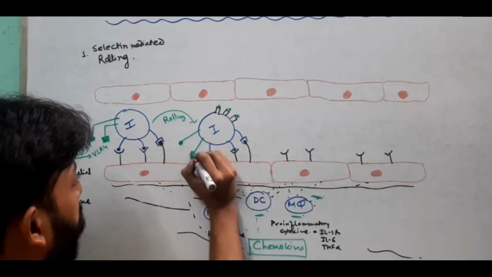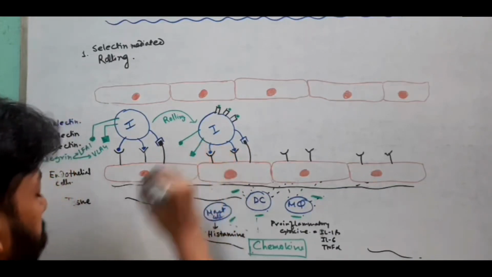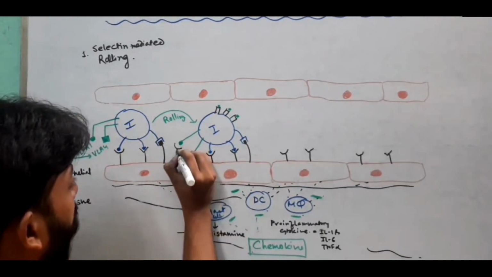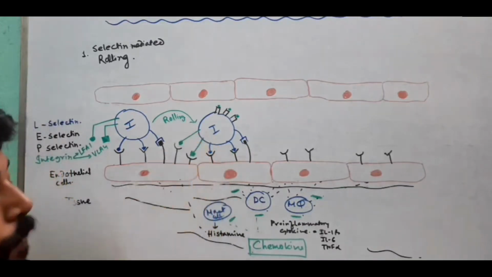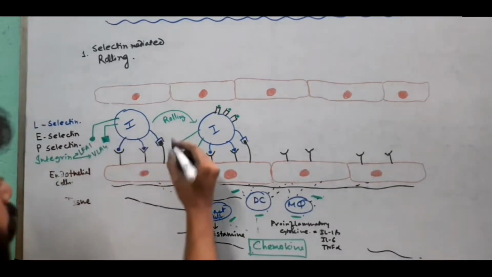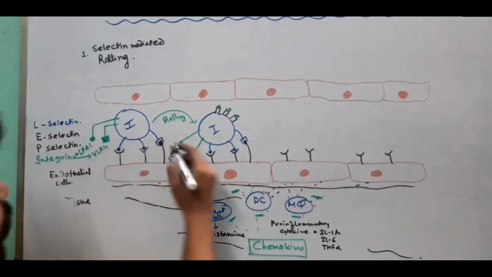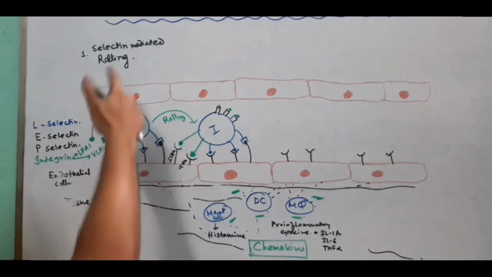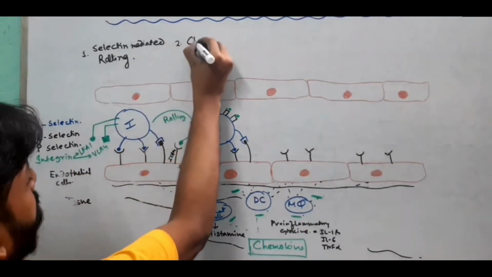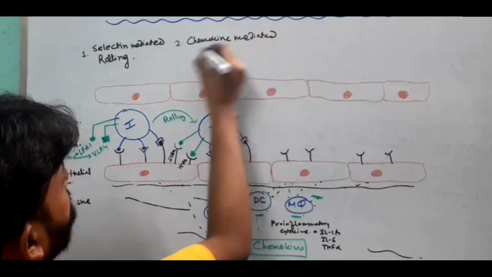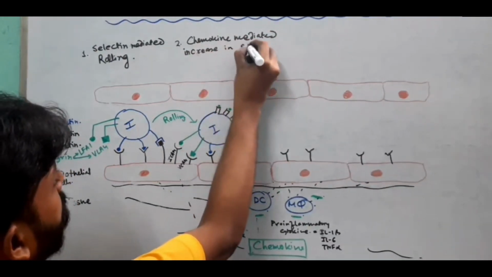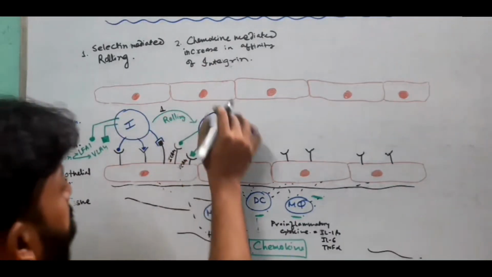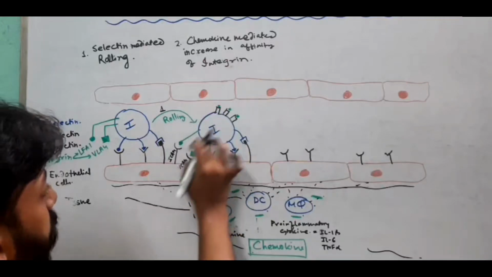In this extended conformation, the endothelial cells express receptors that can bind with the integrin. The receptor that binds with LFA-1 is called ICAM, and the receptor that binds with VLA-4 is called VCAM: intercellular adhesion molecule and vascular cell adhesion molecule. So the second step of the migration is chemokine-mediated increase in affinity of integrin. So the first condition is rolling. The second condition is increasing affinity of the integrin.